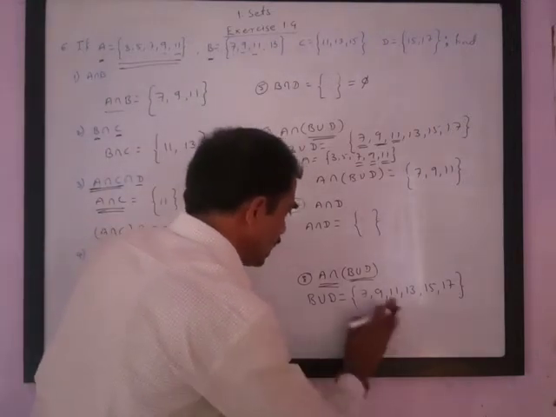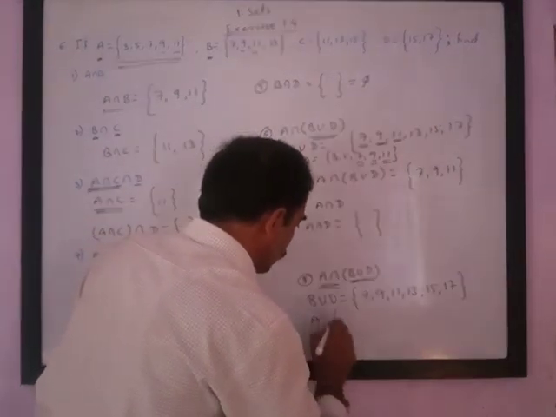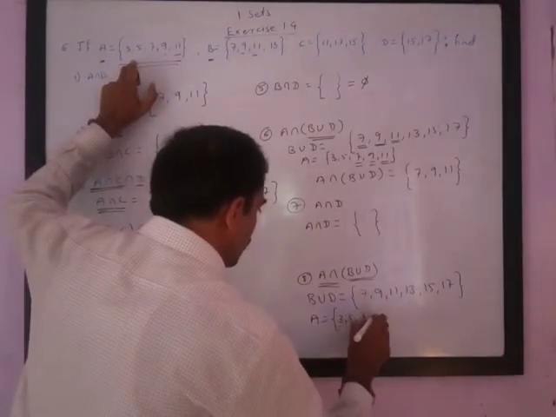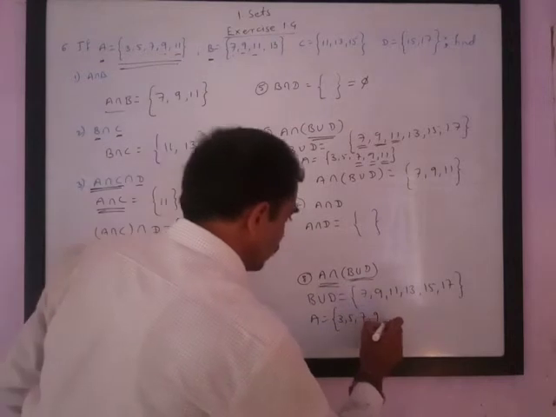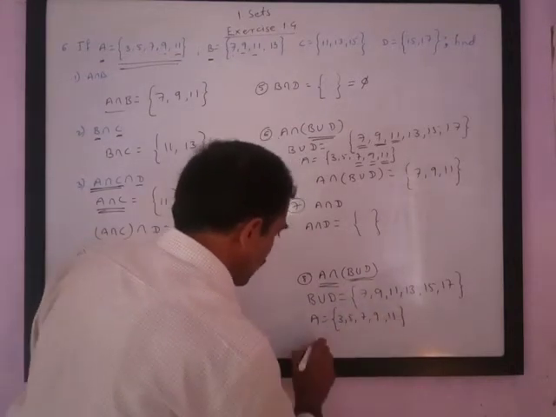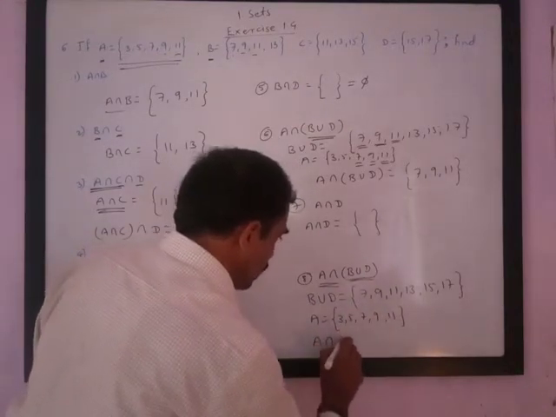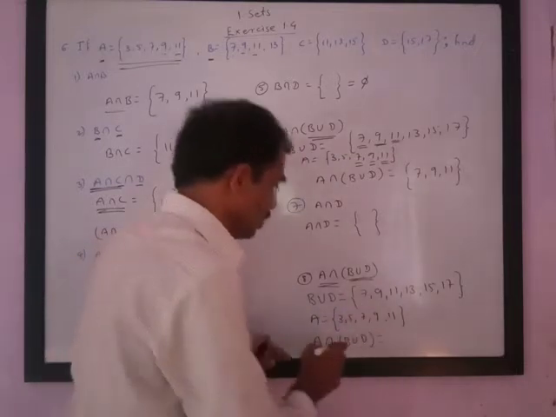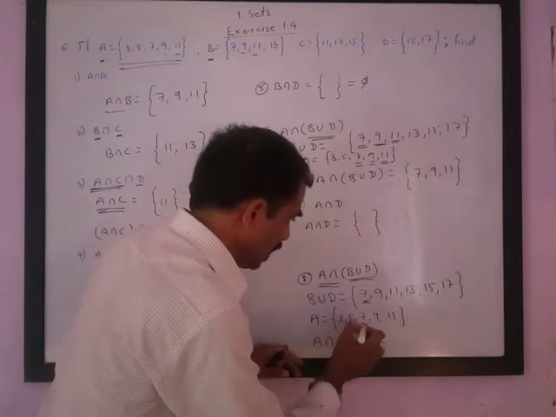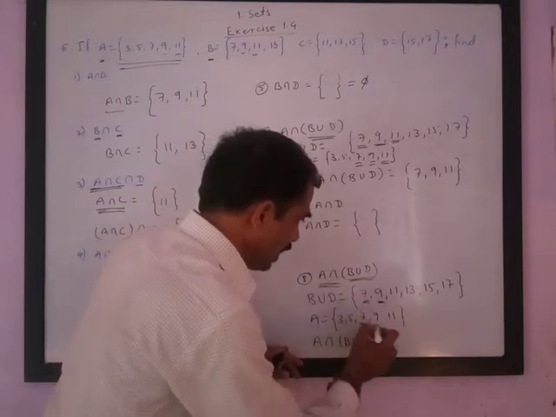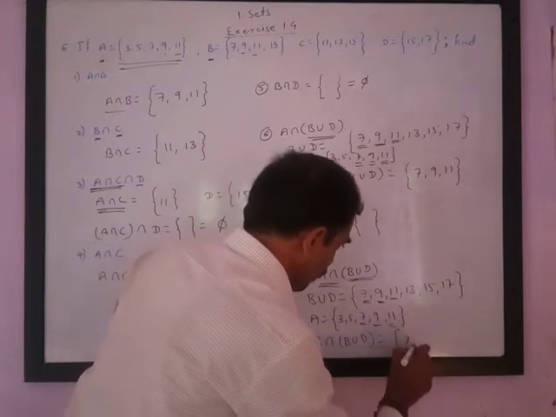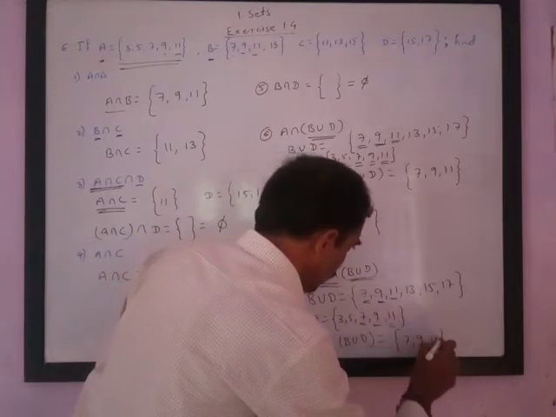So here it is set A. Set A is equal to 3, 5, 7, 9 and 11. It means A intersection B union D is equal to the common elements. So here 7 is common, 9 is common and 11 is common. So it is the set of 7, 9 and 11.